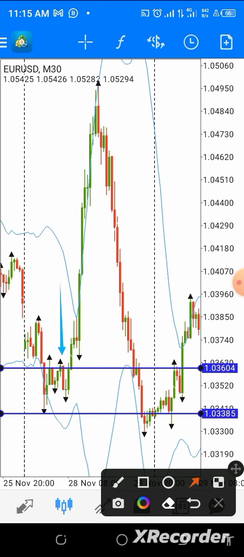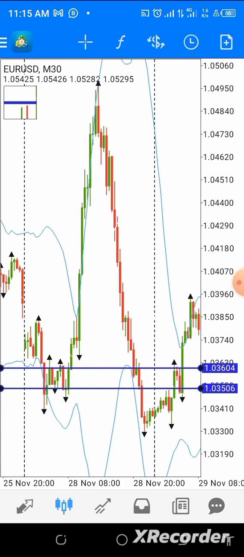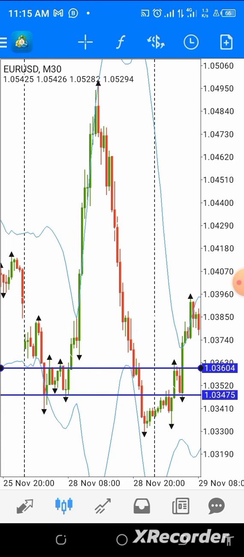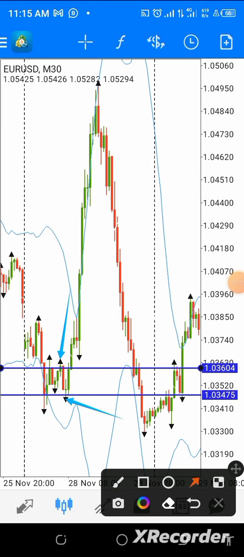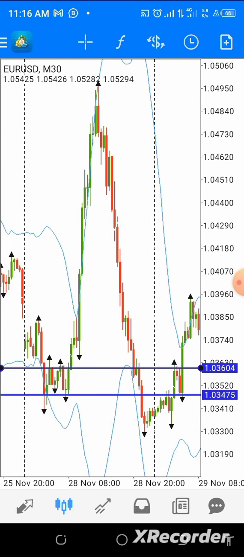Now let me show you. Look at this place. This is your most recent fractal here, and then you put your horizontal line around this place here and here. I'm working on these two recent fractals. Inside this place, don't forget, it's a consolidation area. You don't do anything except there is a breakout. This is the candle that breaks this sell fractal, and you take your buy opportunity, and then the market continues to go in your favor.